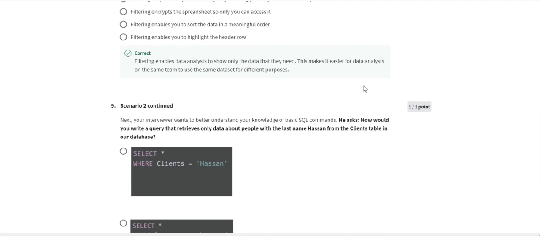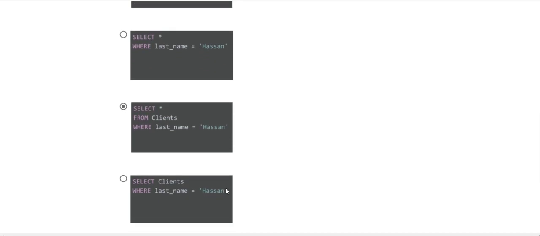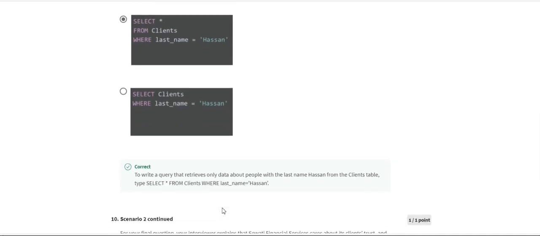Next, your interviewer wants to understand your knowledge of basic SQL commands. He asks, how would you write a query that retrieves only data about people with the last name Hassan from the clients table in the database? We'll write a query: SELECT * FROM clients WHERE last_name = 'Hassan'. It will give all the details of the clients whose last name is Hassan. So that answer is correct.